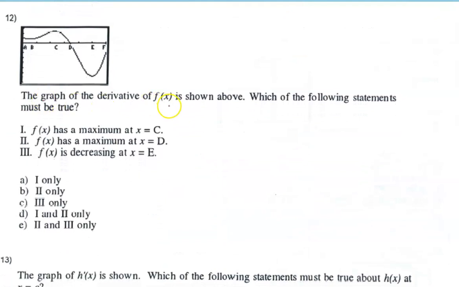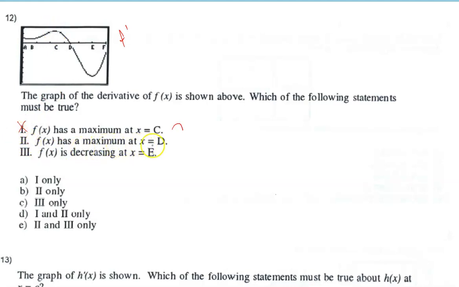Okay, so again, we're looking at the graph of the derivative of f. So this is f prime. Which of the following statements must be true? Okay, a max at x equals c. To have a max at x equals c, f prime needs to change from positive to negative. Is that happening at x equals c? No, it is not. F prime has a max, because this is the graph of f prime, but f does not, so that one's out.